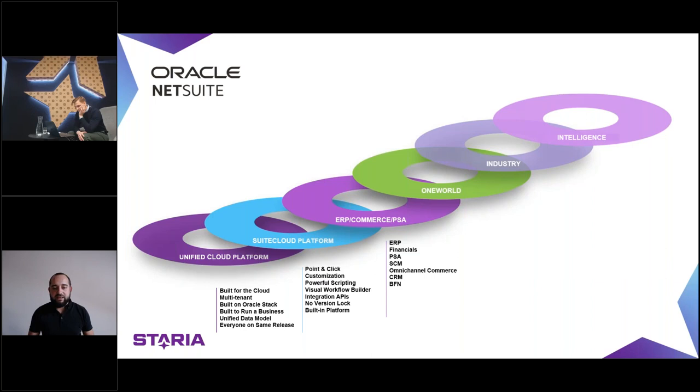NetSuite provides the functionality that every business needs to thrive, from the core financials, going through professional service automation, all the way to supply chain management, manufacturing, omnichannel commerce, of course, enabled with CRM. And the BFN stands for Built for NetSuite, basically describing the vast ecosystem of partners that develop SuiteApps, basically certified extensions to standard NetSuite.